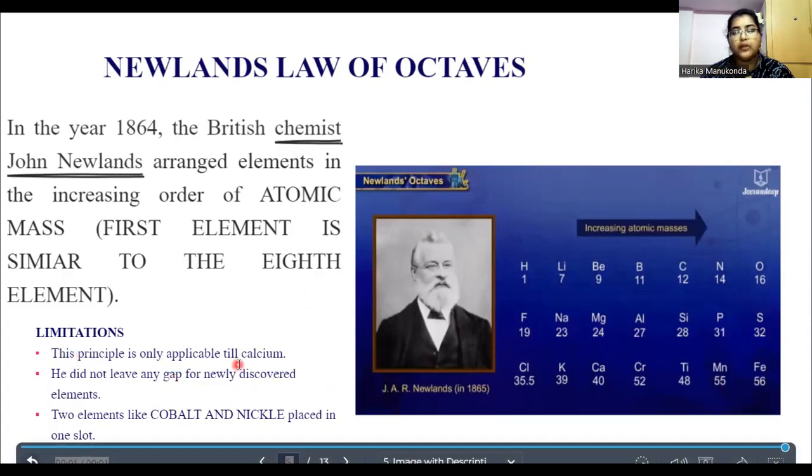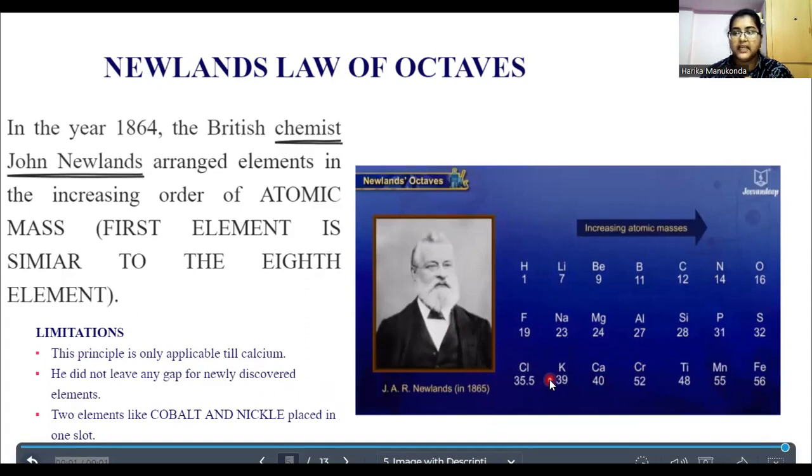This principle is only applicable till calcium. He failed after calcium. He couldn't even apply this principle. Only till calcium this principle was very good. If you see, it did not leave any gap for the newly discovered elements.